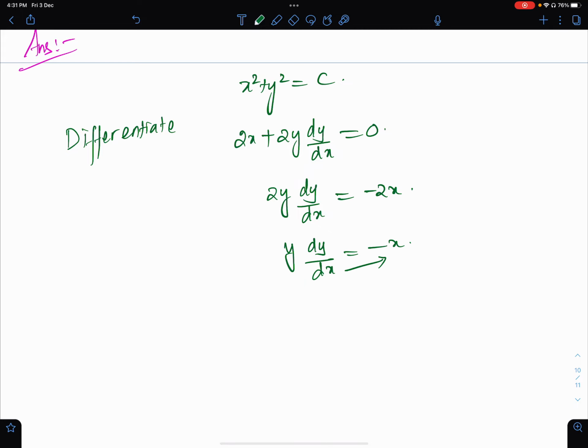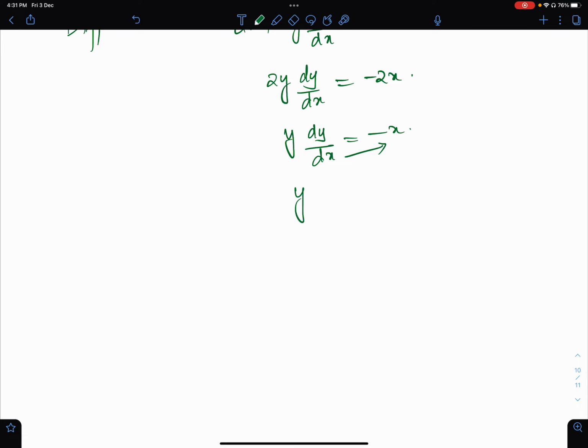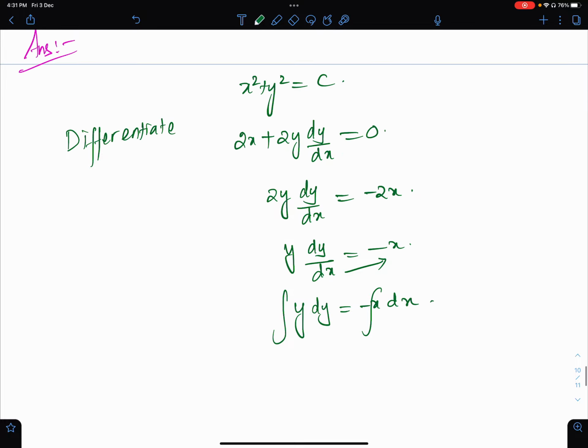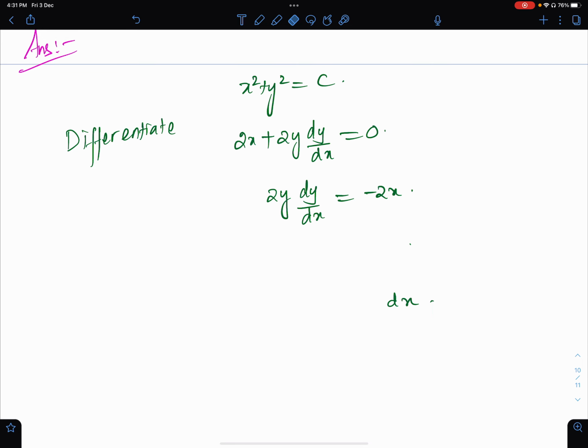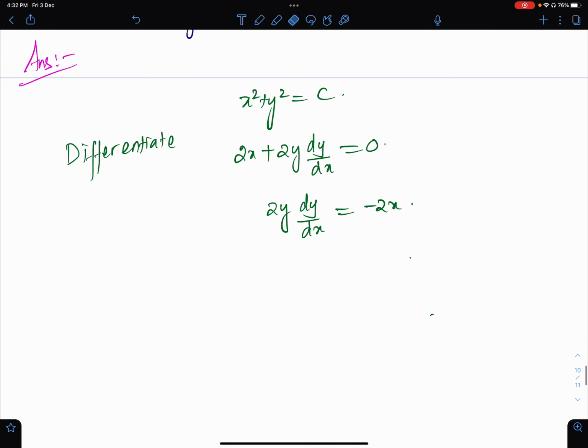So cross multiply this dx. So y dy is equal to minus x dx. So integrate. So if you integrate, what do you get? See, I did not change that, because that's why I get a wrong answer.